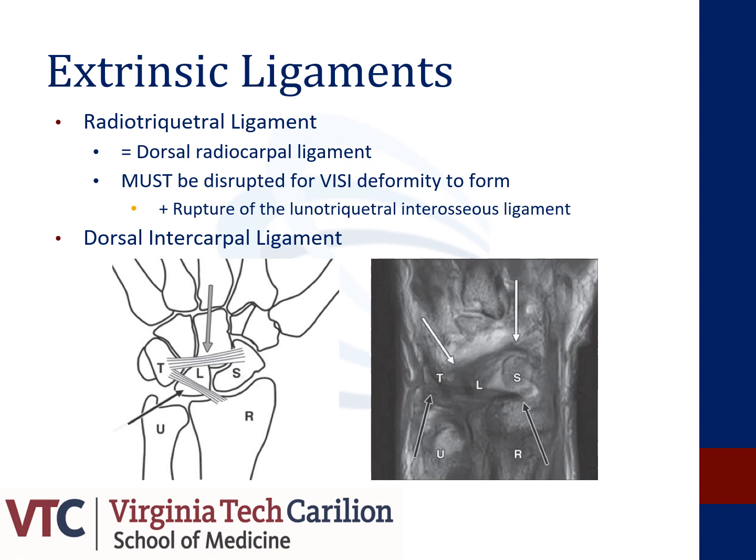The radiotriquetral ligament, otherwise known as the dorsal radiocarpal ligament, is critical with formation of the DISI deformity. We initially think of the disruption of the lunotriquetral interosseous ligament. However, you must keep in mind that in order for the DISI deformity to occur, the dorsal radiocarpal ligament must be disrupted as well. And finally, the dorsal intercarpal ligament is this more transverse entity, and I most often hear that discussed when talking about repair of SL ligament injuries.